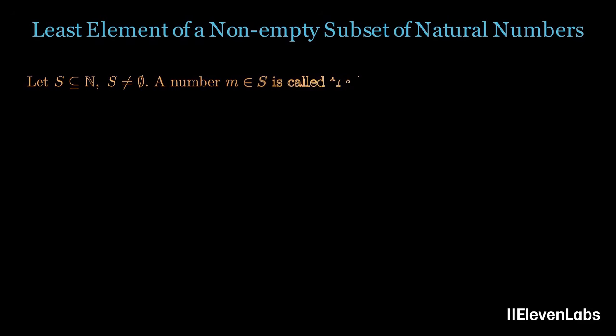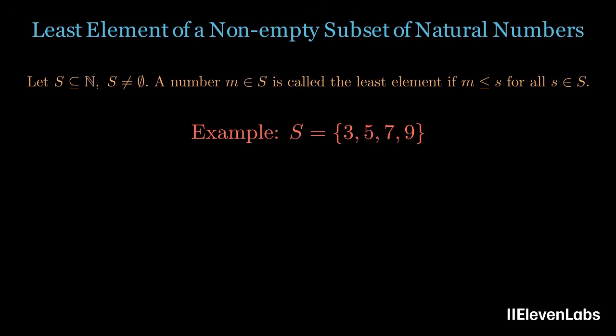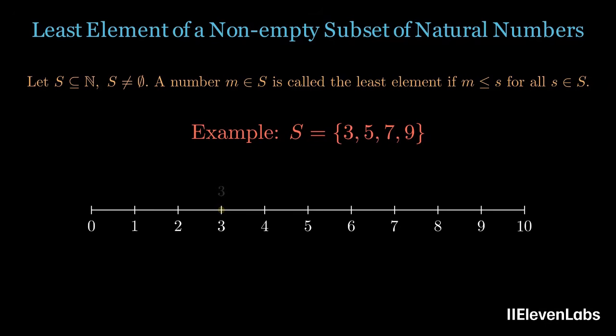Now, we define the least element of a non-empty subset of natural numbers. Let S be a subset of natural numbers, and it is non-empty. An element M of S is called the least element if M is less than or equal to s for all s in S. An interesting property of N is that every non-empty subset has a least element.